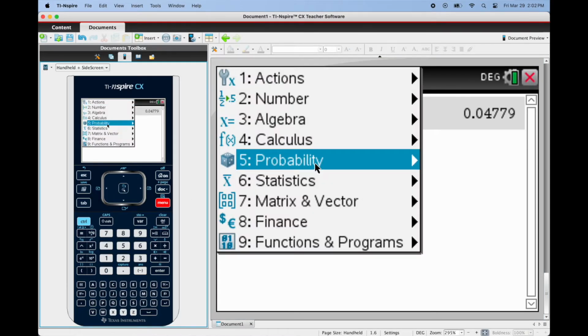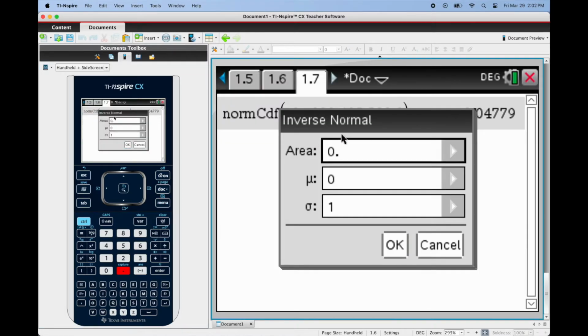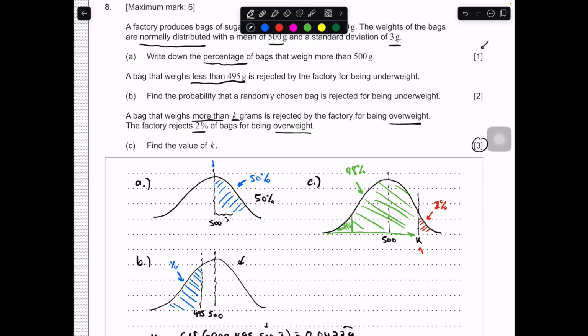So let's go back to the calculator screen to work this out. Menu, Probability. In this case, we want inverse normal. The area that we're asking the calculator to sweep through is 0.98. The mean, remember mu is the mean, was 500, and our standard deviation was 3. So there it is. A bag must be equal to 506.16 grams. If you put 0.02, you'd get a value less than the mean, and hopefully that's a signal that this can't be overweight if it's less than the average.